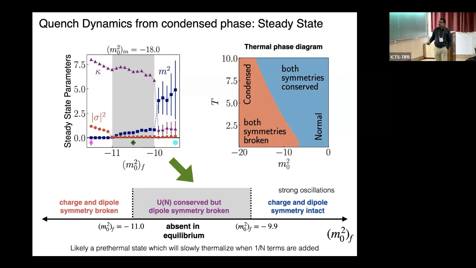Okay, and again, as I said, this is a large N calculation. So you can ask what would happen if I add 1/N corrections and so on. Most likely things will go to a thermal state, most likely. I don't know, we haven't done that calculation for us to say it completely sure.